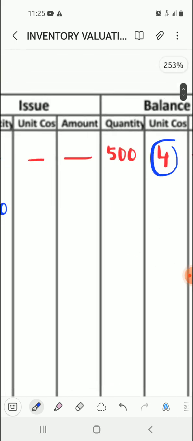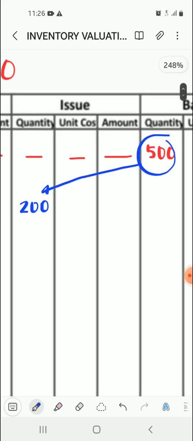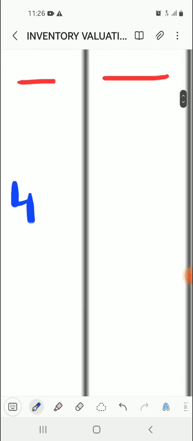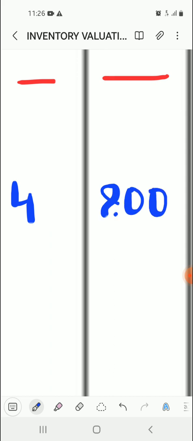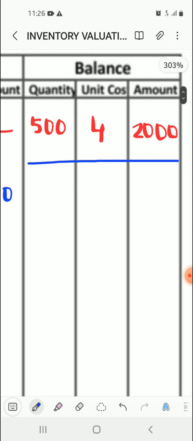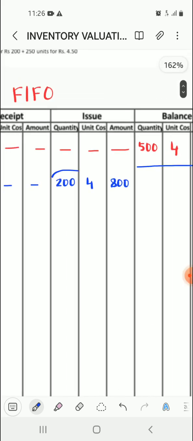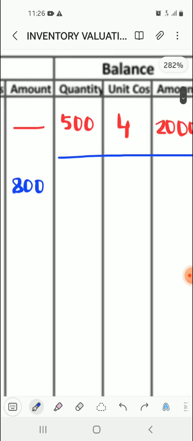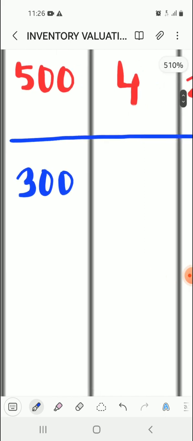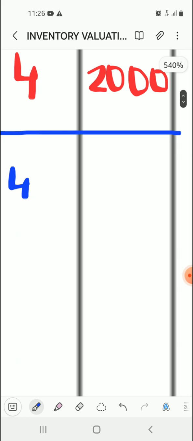We are following FIFO. There has been no recent purchase. We had 4 rupees lot of 500 quantity, so from here we are going to take this 200. So the unit cost will be 4. 2 into 4 will be 8 and 100, that is 800. Now the balance will be, you can see there will be no more 500 right now because 200 gone from this 500. So we're going to write 300 over here. And the per unit price is same, 4. 3 into 4 will be 1200.